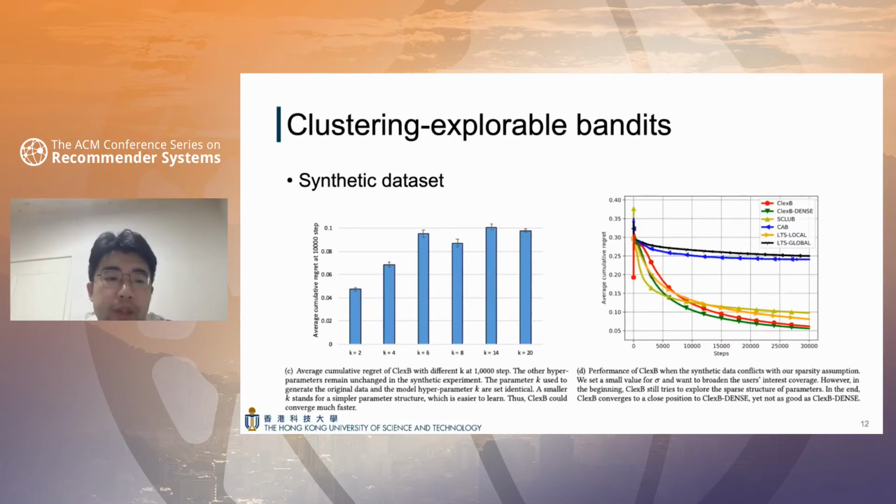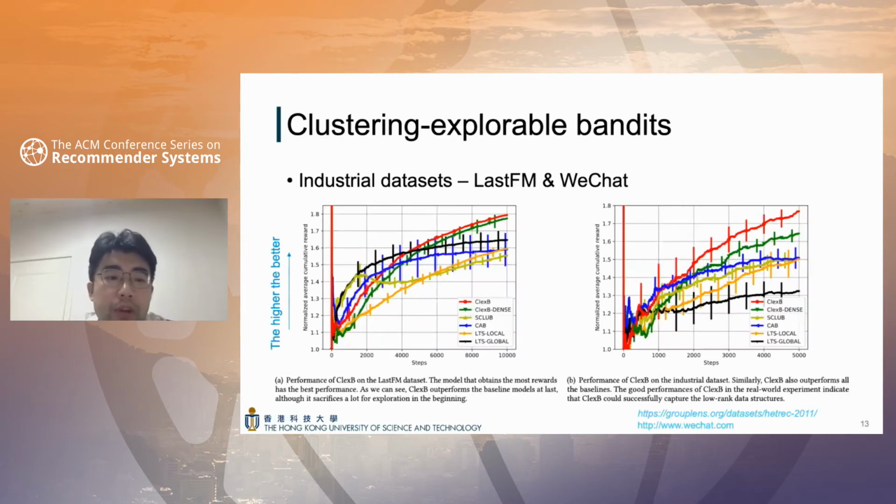Another two observations in the synthetic experiments are, first, the model will converge fast if the true number of user clusters is small. And the second is if there exists no sparsity pattern behind the data, which means the data violates our assumption about the sparsity characteristics, as we could see, ClusBandit could stay very close to ClusBandit dense. But it is still inferior to it because ClusBandit spends extra effort on exploring the sparse parameter structure at the very beginning. And we also conduct experiments on industrial data sets.